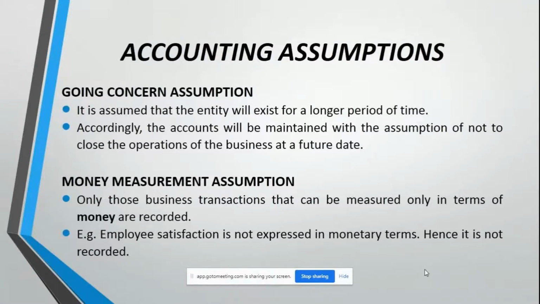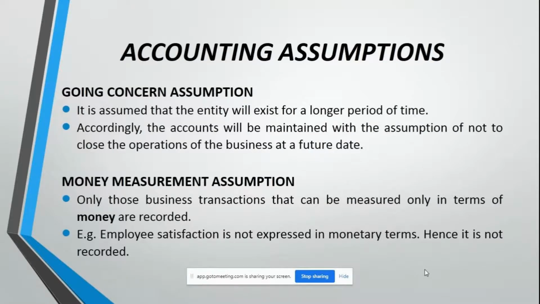Only those which can be quantified in terms of money can only be recorded. So that's why I've given here: only those business transactions that can be measured in terms of money are recorded. Employee satisfaction is not expressed in monetary terms, hence it is not recorded. What this employee satisfaction would convey is you would have been placed in a very good company, okay, and you have worked for a couple of months, you're not okay with the work, or you feel there is a burden, work pressure. Would the company take care about that, or would the company record the same?